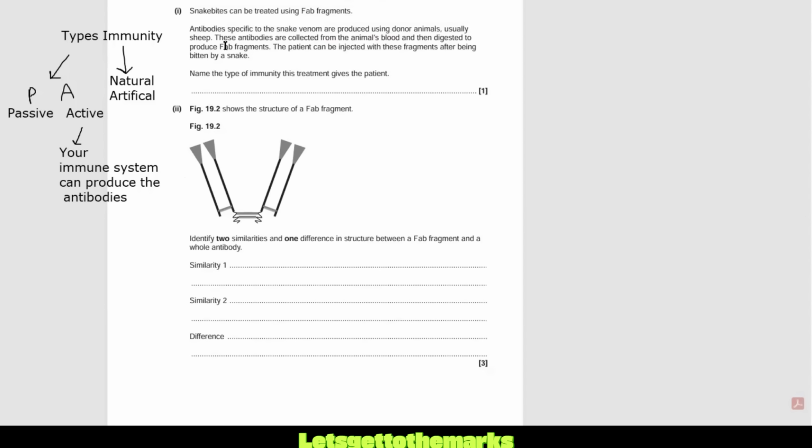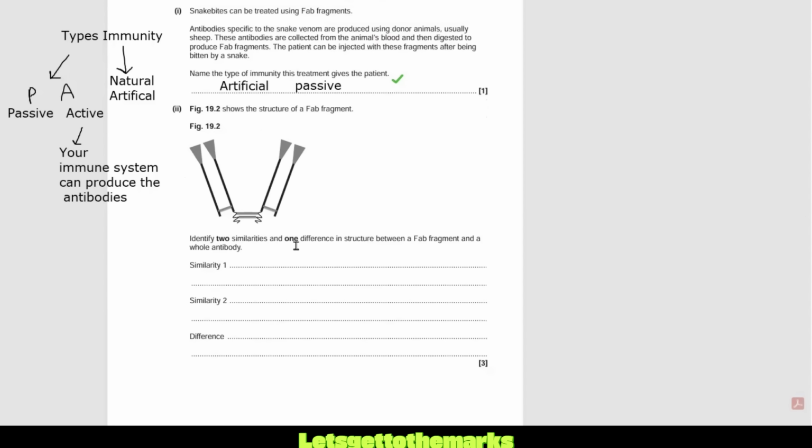Anyway, what would we say with this? You're injecting these fragments, so this is going to be artificial. And is it passive or active? Can they make it themselves? It's going to be passive. So it's artificial and passive, this one. And there we go. Passive, they can't make the antibodies themselves. They're being injected with the antibodies for the snake venom, and artificial because it's an artificial process.